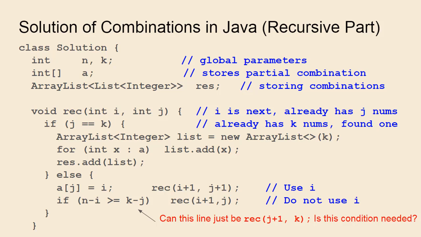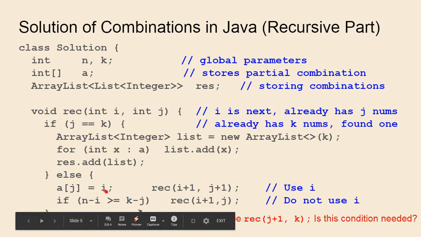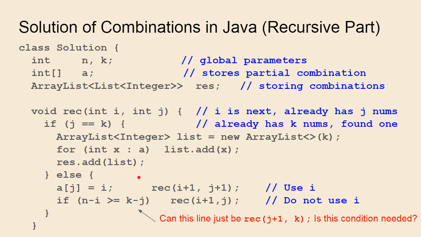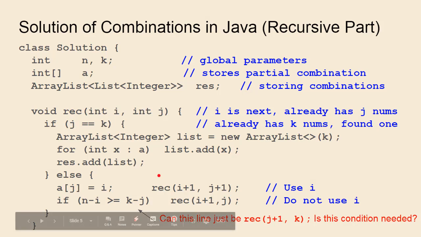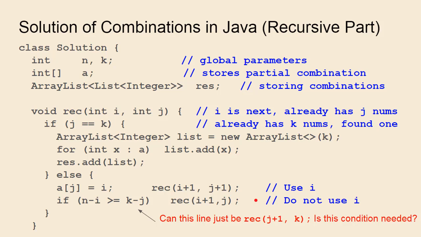So if that number is greater than or equal to k minus j, which is how many numbers we still need to add. Because we want k and we already have j, so only when we have enough numbers remaining will we call this recursive call. Because right now we are skipping i, but skipping i might mean that we cannot find enough numbers to construct the combination. So in that case, we don't even call this.